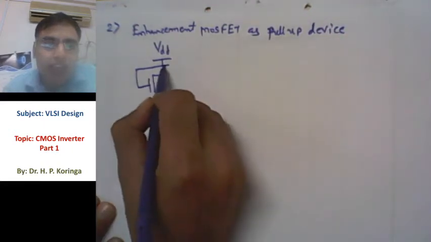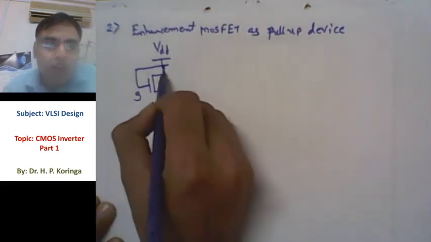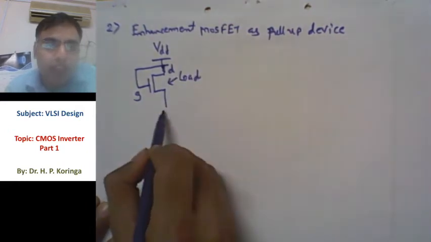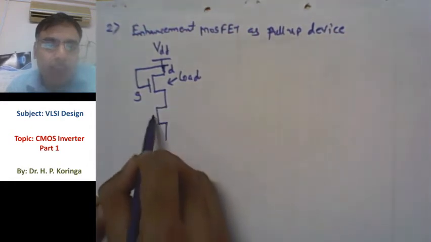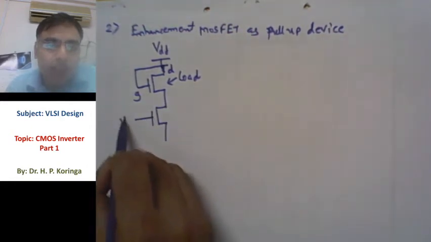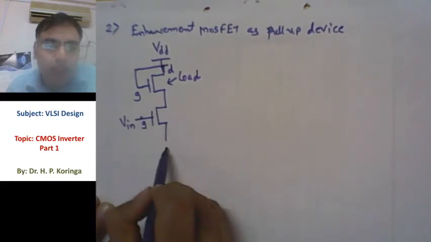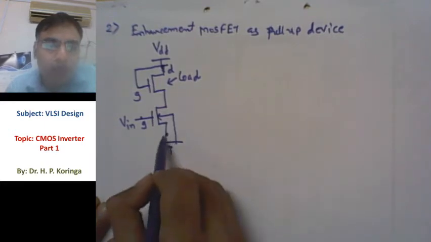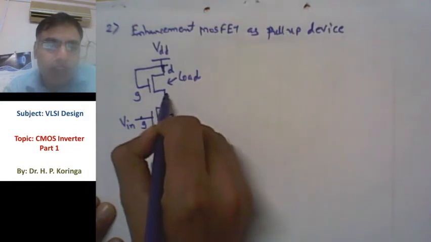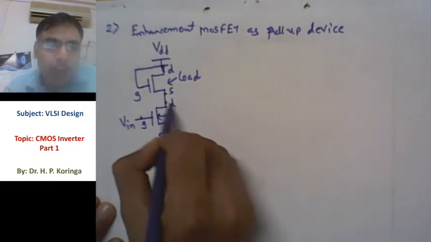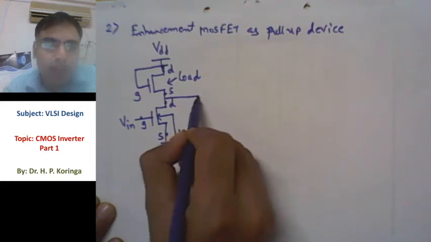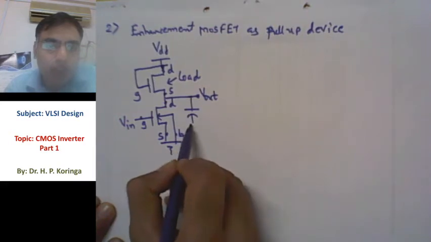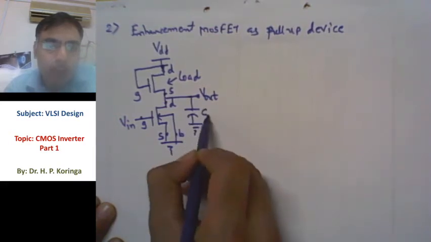If you connect the gate and drain terminals of the load MOSFET, then this load MOSFET operates in a conducting state. The driver MOSFET gate terminal is connected to the input, and the source and bulk terminals of the driver MOSFET are connected to ground. The source terminal of the load and the drain terminal of the driver MOSFET are connected to the output, and between the output node and ground there is a load capacitor.